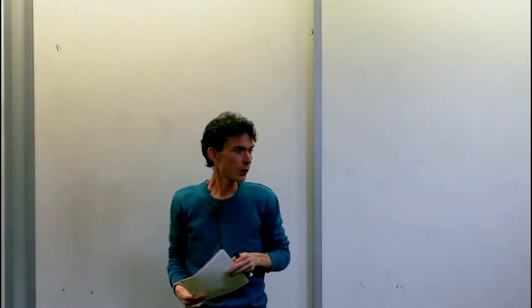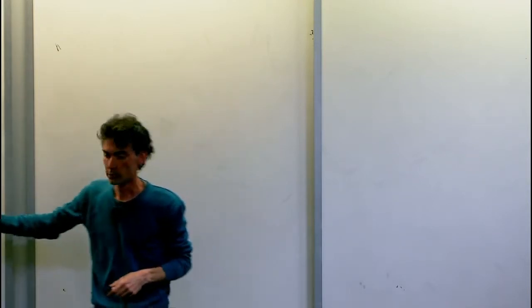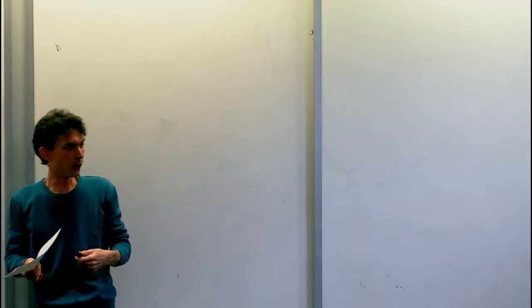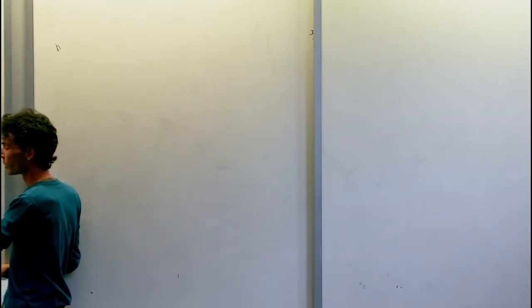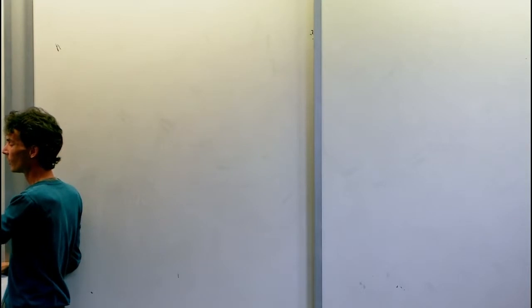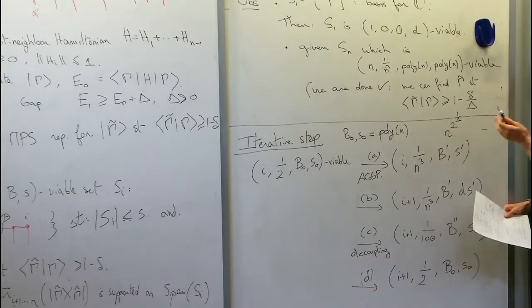What are B0 and S0? Are they fixed constants? They're universal polynomials. No, polynomials in N. So I could write the formula. They look a little bit like the parameters of the algorithm. So B0 is something, think of it as N to the 2 to the 1 over delta. And S0 is something similar. They're just set to that.